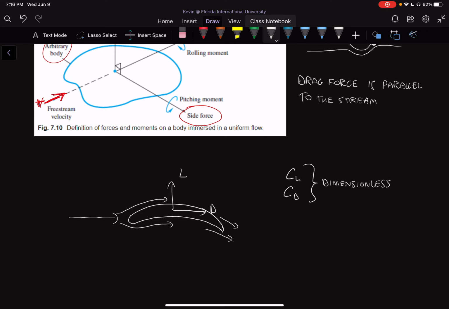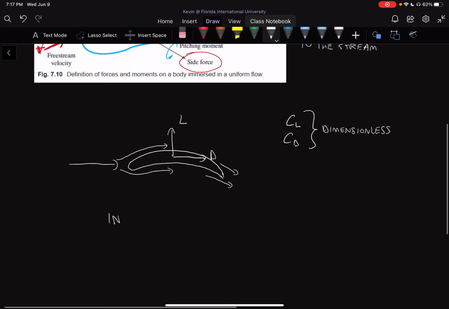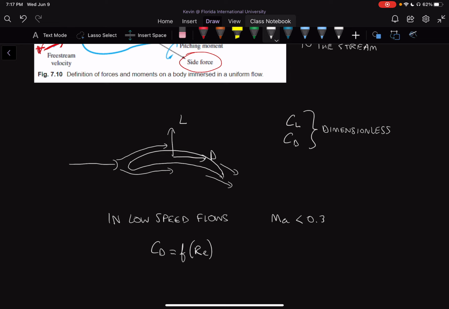Okay, and we can say that in low speed flows, and what we mean by low speed flows is flows where we don't have compressible factors taken into account. So it's actually pretty high speed, but we're not looking at sonic flow or where we have compressibility happening. So usually our Mach number in low speed flows is less than 0.3. Okay, we can say that CD is equal to a function of Reynolds number.